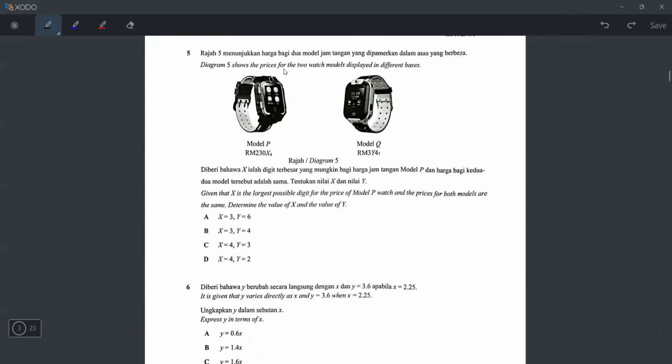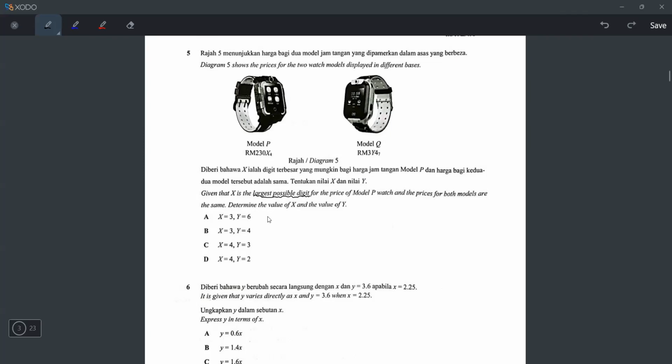Diagram 5 shows the price of 2 watch models displayed in a different base. So this is the first watch, the second watch, and the price is different. RM230. Oh, they put an X there, and it says base 4. And then the price is also different, and it's in base 7. Given that X is the largest possible digit for the price of model P watch. So for the model P, the X is the largest possible digit, and the price of both models are the same. Determine the value of X and the value of Y.